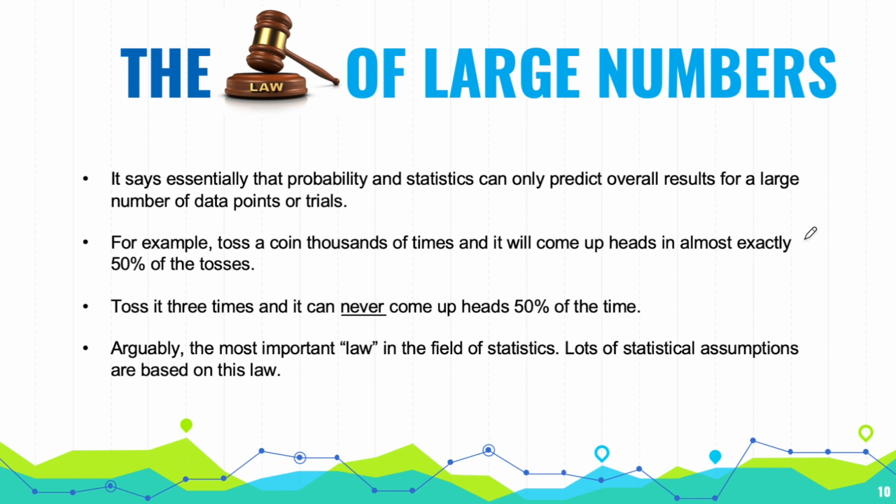Think about it this way. If we toss a coin thousands and thousands of times, it will probably come up heads in almost exactly 50% of the tosses. But if we toss it 3 times, it never can come up heads 50% of the time. It's mathematically impossible, right? Arguably, the law of large numbers is the most important law in the field of statistics, and lots of statistical assumptions are based on this law, including, in part, the central limit theorem. So let's learn about it.